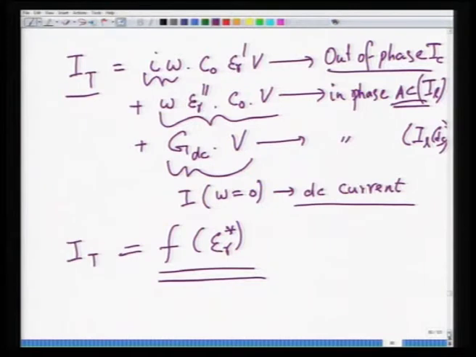Here we can see from this expression that the out of phase term is the i omega term. This is the charging current, i omega C naught epsilon r prime V, the out of phase charging current term. The in phase current terms are omega epsilon r double prime C naught V, and since this first term is frequency dependent, it is the AC term, and then you have the loss current which is the DC term, GDC into V. So the total current IT can be represented as a function of epsilon r prime.